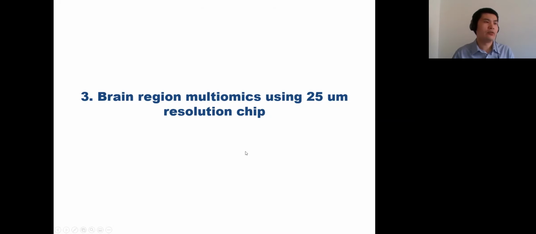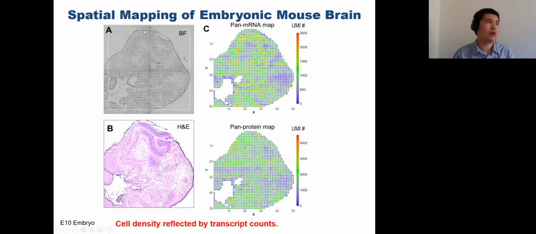So we then tried to increase the resolution by zooming in on the mouse embryo tissue. We focus on the brain area. In this way, we can increase the resolution from 25 micron to 15 micron. So the data here shows the spots more clearly. The spots are much smaller. And we show here that if you have a very distinct feature in your brain, it can also be observed by our pan-mRNA sequencing data, because this is just relevant to the transcript counts.